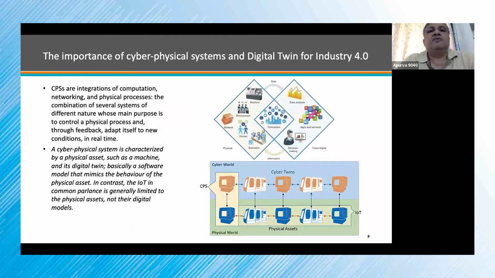So what is the importance of cyber physical system and digital twin for Industry 4.0? When you talk about cyber physical system, it is nothing but the integration of networking and physical processes. You have your SCADA machines or CNC machines, which are connected with networking systems, which give data back to IT systems. Those IT systems do a lot of analytics on that and give feedback to the physical system, which allows you to control the physical processes.